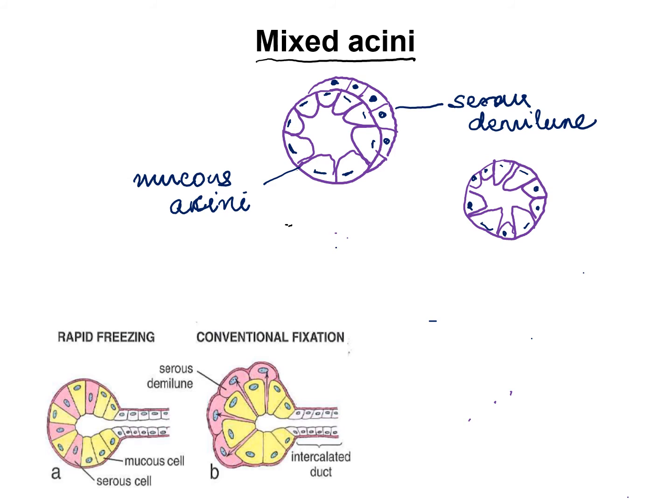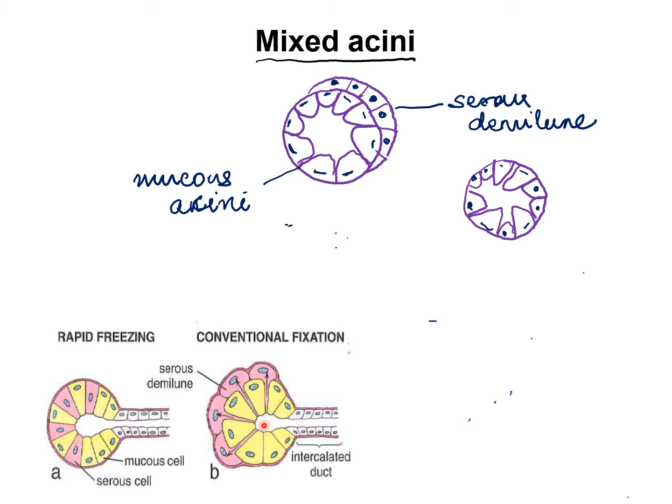Now during fixation, what happens is the mucus cells, look at this particular section. When we do fixation, the mucus cells expand and they push the serous cells away, right? And these serous cells form a serous demilune, which is sitting on this mucus acini. However, there are some intracellular canaliculi which are still connecting these serous cells to the lumen.